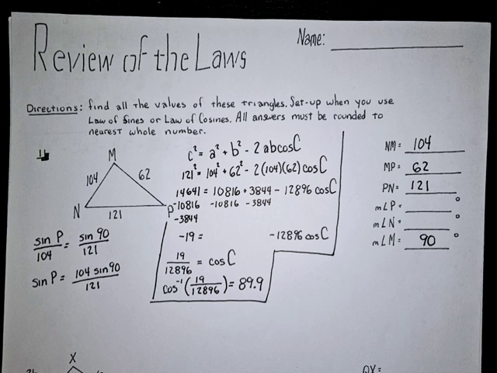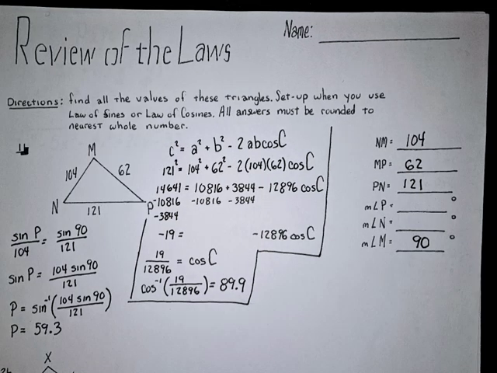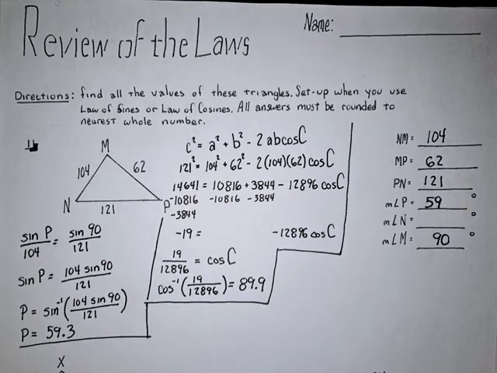We're going to move the 104 to the other side, so sine P will be by itself. To get rid of the sine attached to P, we're going to take the sine inverse. So we're going to take the sine inverse of 104 sine 90 over 121. Plug that into a calculator, and we get 59.3. When we round 59.3 to the nearest whole number, we get 59, and we put that in as the measure of angle P.